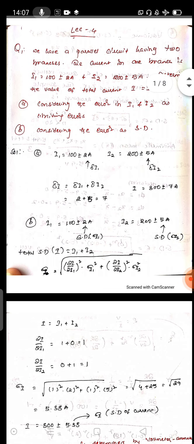So here I am taking one problem, question number one. We have a parallel circuit having two branches. The current in one branch is I1 equal to 100 plus or minus 2 ampere, and I2 equal to 200 plus or minus 5 ampere. Determine the value of the total current I equal to I1 plus I2. What is he asking? Considering the error in I1 and I2 as a limiting error, and considering the error as a standard deviation.